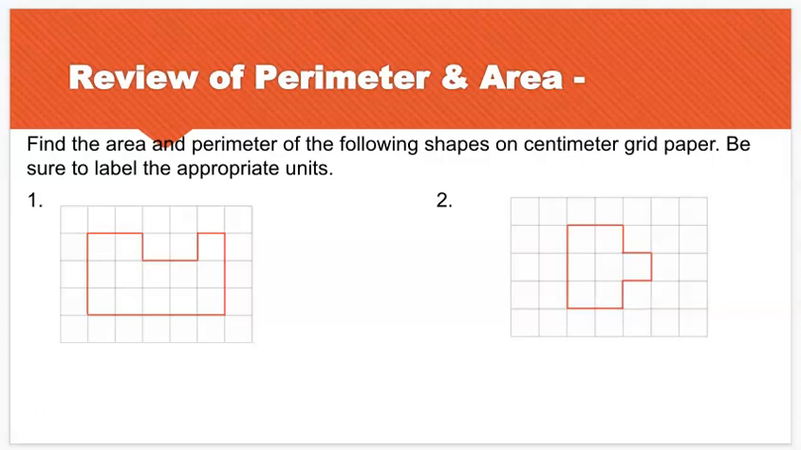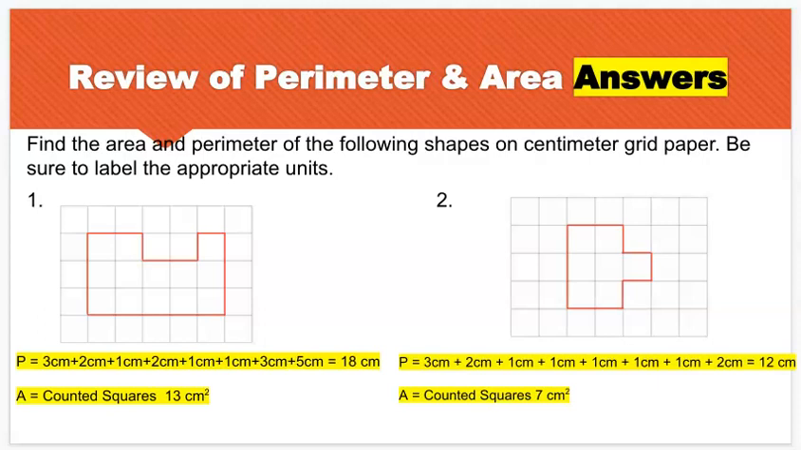So these shapes are on centimeter grid paper. Find the area and perimeter of these shapes and label the appropriate units. Pause the video here, and then when you're ready and you have your answers, look at the next part of the video.